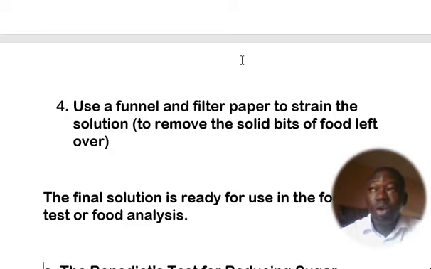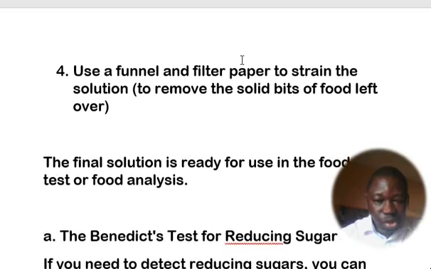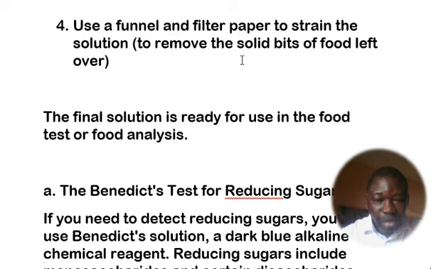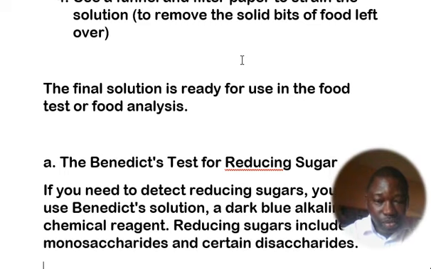food left over. Some of these tests may not involve crushing. Your demonstrator, the practical technologist, will demonstrate and explain all that to you. But you can also crush all the food as explained here to get the answer. The final solution is ready for use in the food test or food analysis.